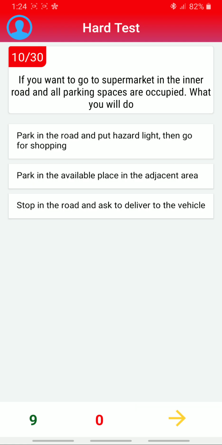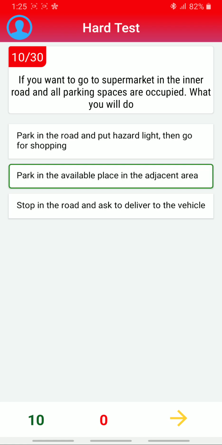Question number 10. If you want to go to the supermarket on the inner road and all parking spaces are occupied, what will you do? Park in the road and put on the hazard light and then go for shopping. Park in the available space in the adjacent area. Stop in the road and ask for delivery. The second option is good. You don't need to stop the car. You have to move from there, and wherever you find any vacant parking in the adjacent area, you need to park there. Second option is correct.